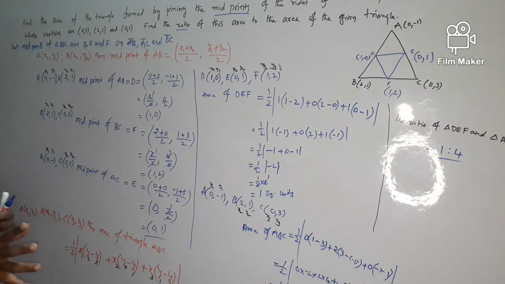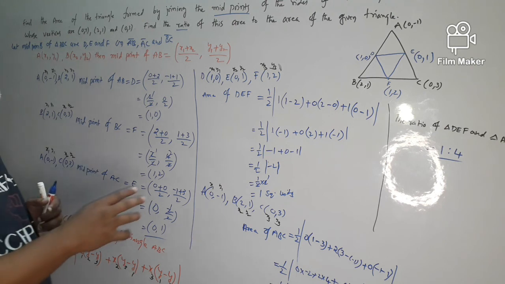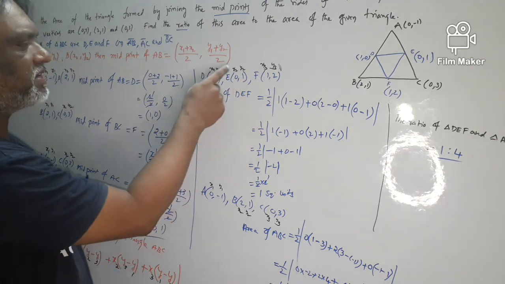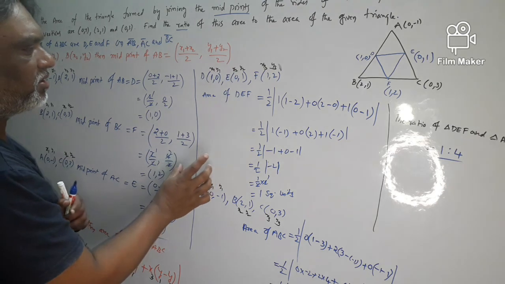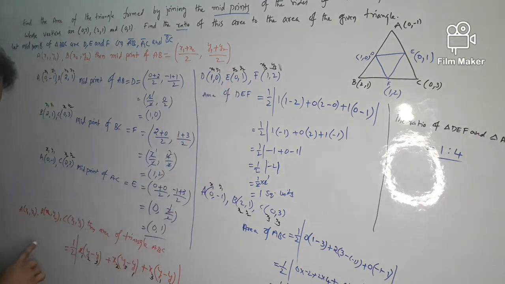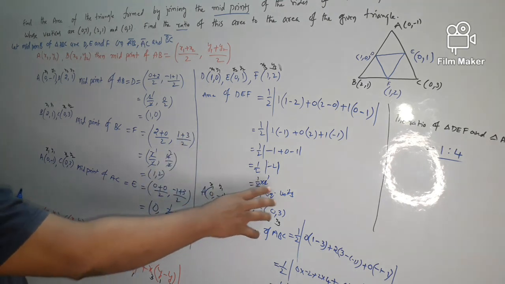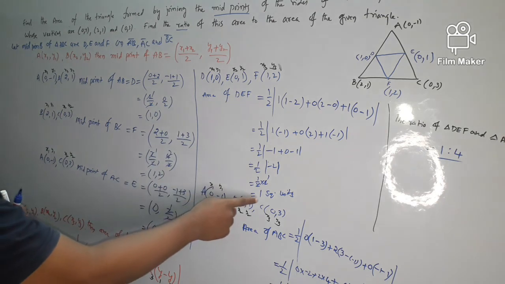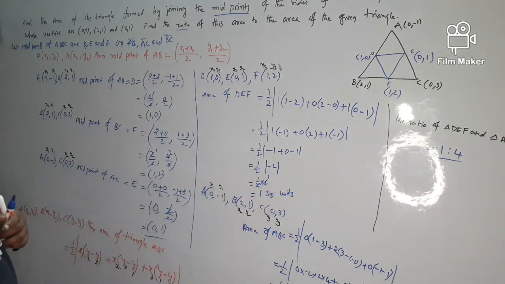Now find the area formed by the midpoints. Midpoints are these three. Now write x1, y1, x2, y2, x3, y3. These values are substituted in this formula. Do simplification. We get answer. Area of DEF is 1 square units.